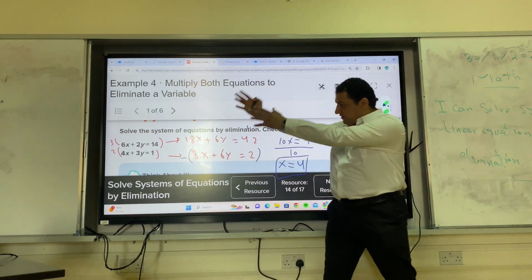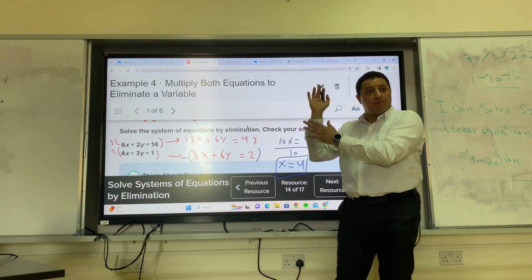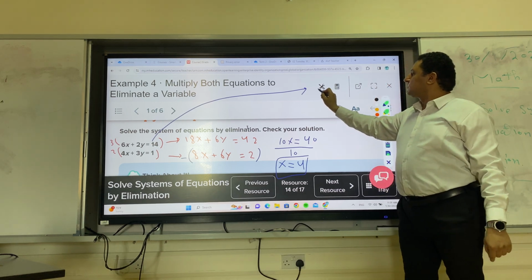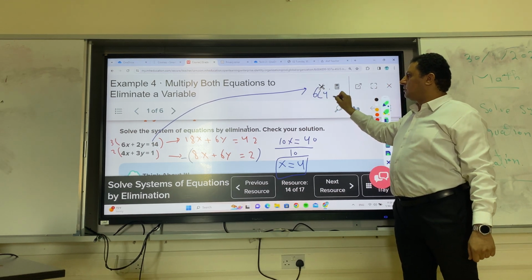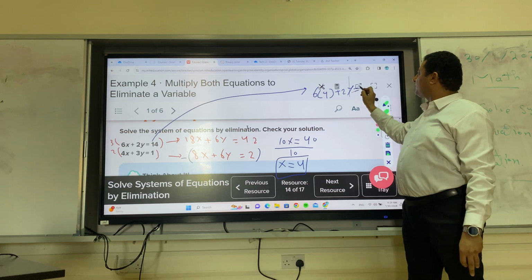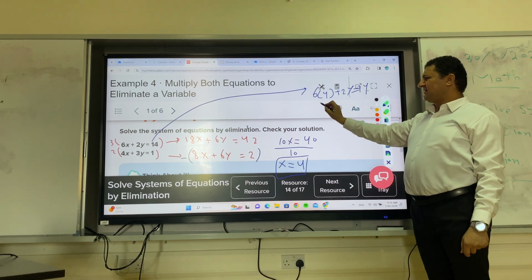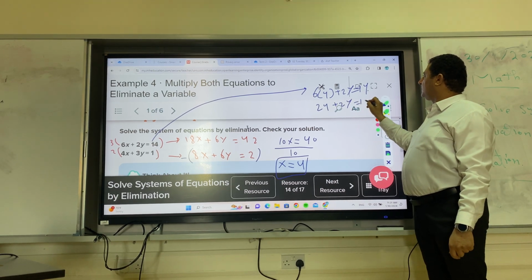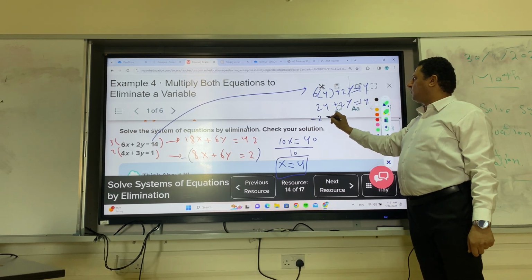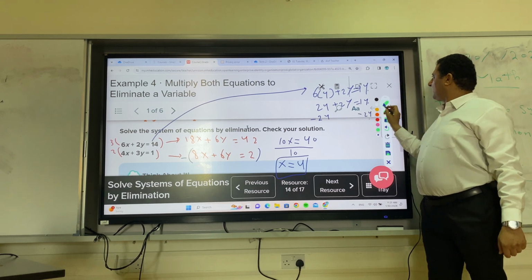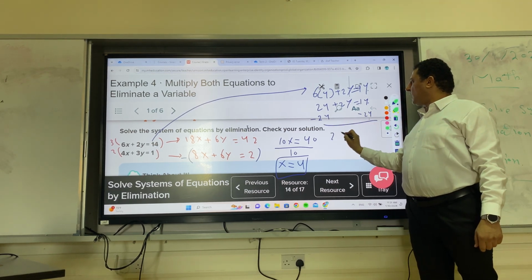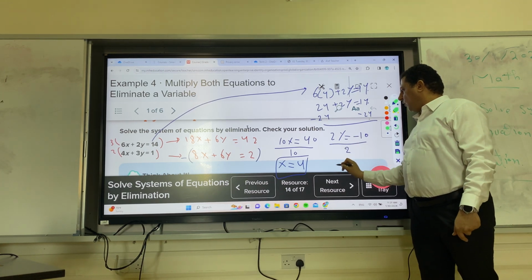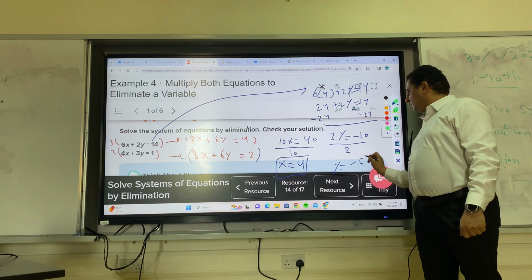Substitute x somewhere in any of these equations, any of them, you will get the value of y. So 6 times 4 plus 2y equals 14. 6 times 4 is 24. Plus 2y equals 14. Subtract 24. Then 2y equals negative 10. Divide by 2. y is negative 5. That's the answer.